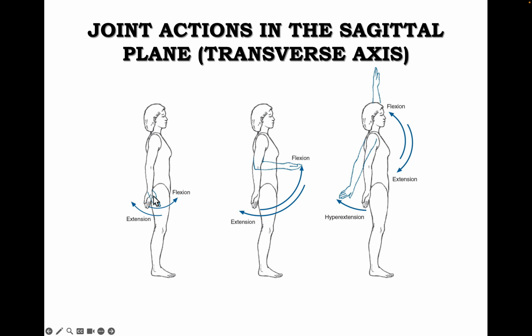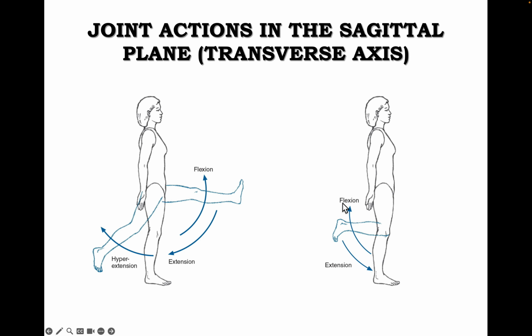So you notice here on the left, we've got wrist flexion. Wrist flexion, the wrist is moving up. Extension, the wrist will be moving down. Elbow flexion, forearm coming up, elbow extension, forearm coming down. Shoulder flexion, arm coming up, shoulder extension, arm coming down. Likewise with the legs. Hip flexion, leg comes up, hip extension, leg comes down. Knee flexion, knee comes up, knee extension, knee comes down.